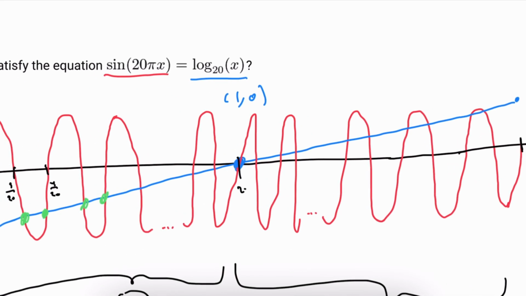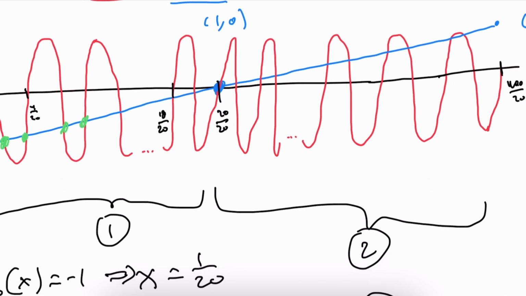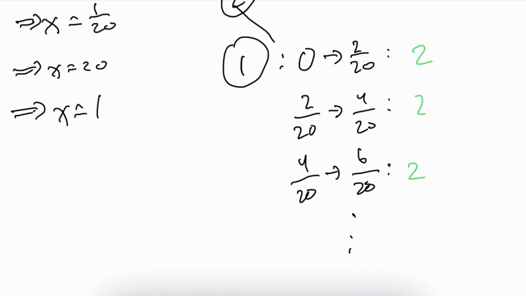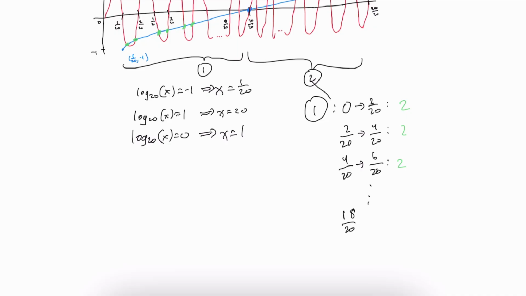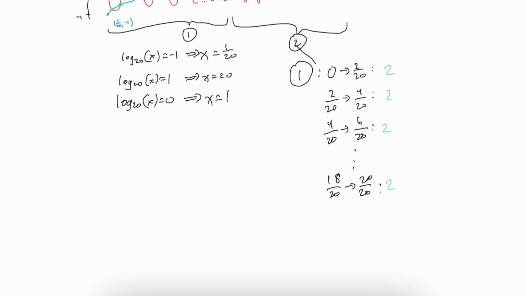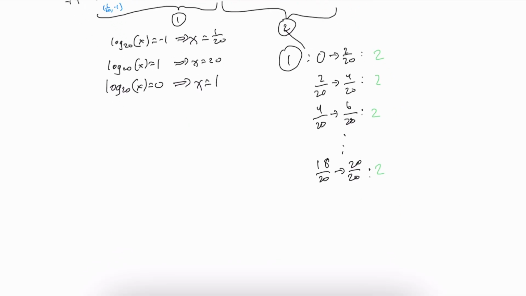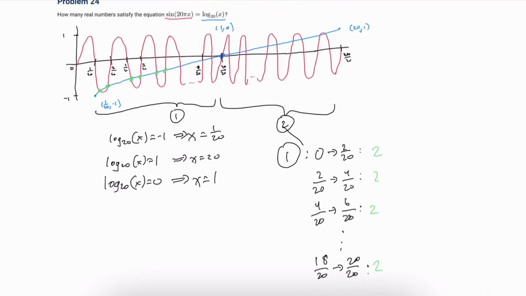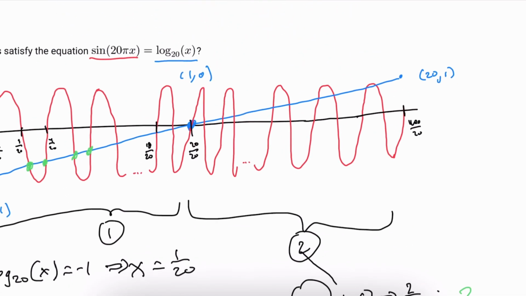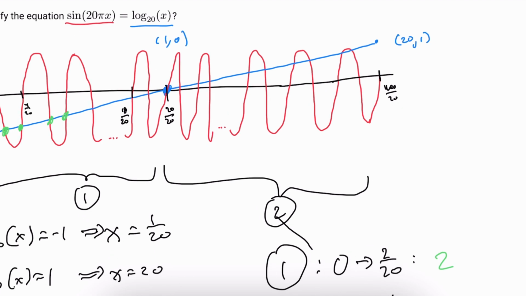I guess this will be 20 over 20, at least in this region that we're looking at. This will be 18 over 20, so all the way until 18 over 20. There will be 2. And so there are a total of 10 periods here, each one with 2. So that's 20 intersection points.